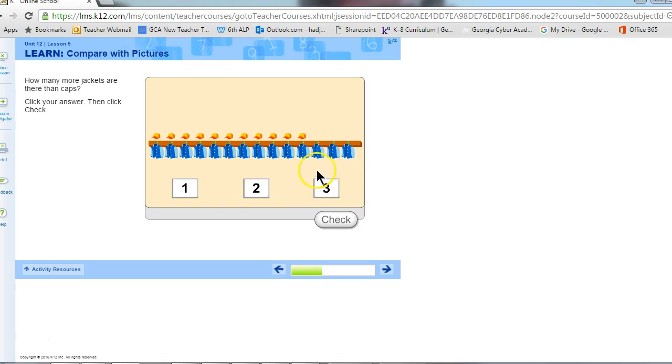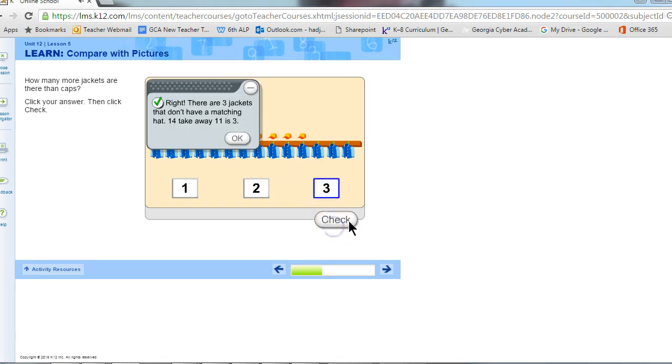If you said 3, you are correct. And remember, boys and girls, there are 3 more jackets, which means there are 3 less hats. The hats is 3 less or 3 smaller.